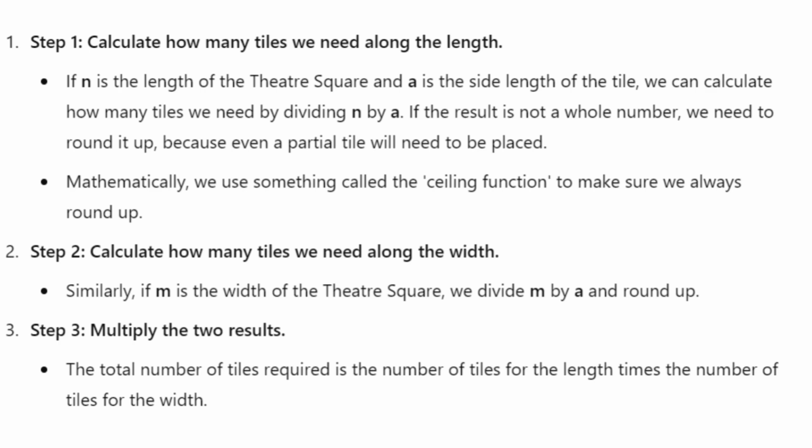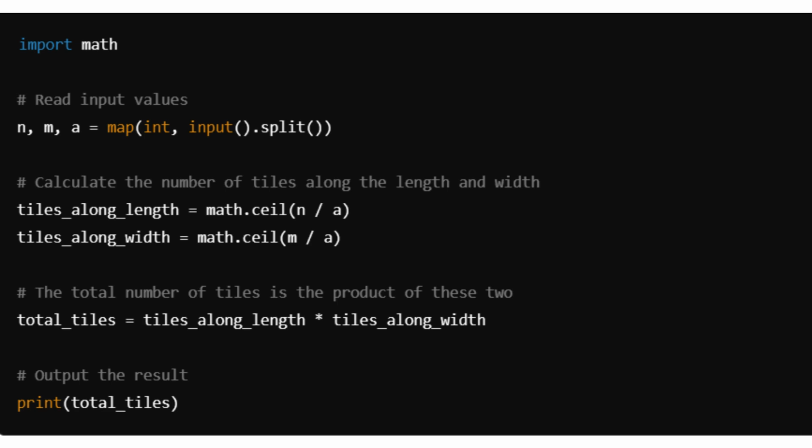Here's the Python code that solves this problem, and remember, you'll find the code in the comment section under the video. Let's go through it quickly, step by step. First, we use the input function to take the dimensions of the theater square and the tile from the user. Next, we calculate how many tiles we need along the length and width using the ceil function, which rounds up the division result. Finally, we multiply those two numbers to get the total number of tiles needed. Simple and efficient.